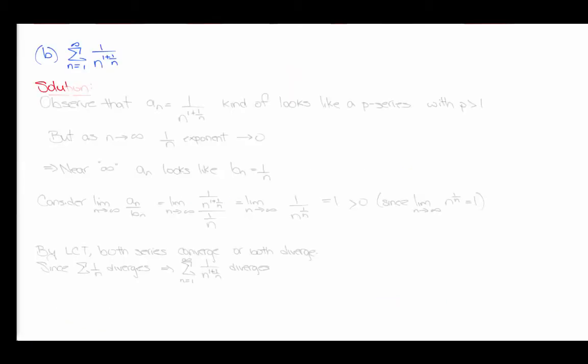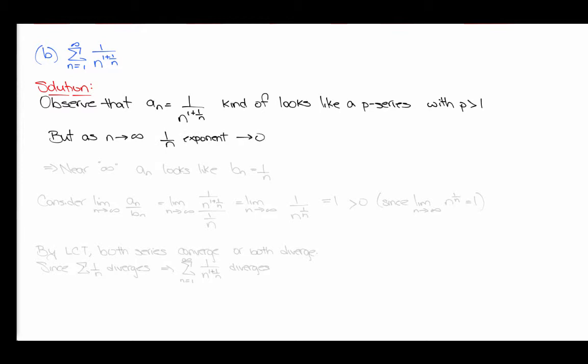Now let's take a look at the second example, where we're looking at the sum from n equals 1 to infinity of 1 over n to the 1 plus 1 over n. The first thing we want to note is that the terms of our series kind of look like a p series with p greater than 1. We have that exponent of 1 over n, which makes it greater than 1. But as n goes to infinity, the 1 over n part of the exponent goes to 0. And it's the infinity part of our series that we care about when we're thinking about convergence or divergence. So near infinity, the terms of our series a sub n look like the harmonic series.